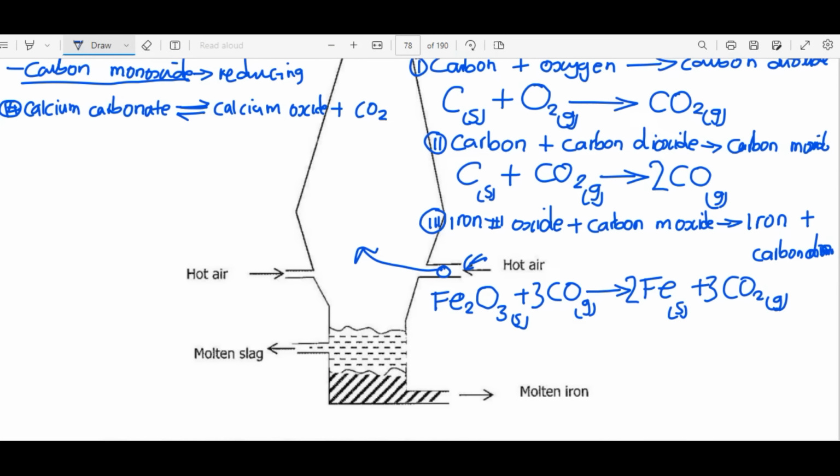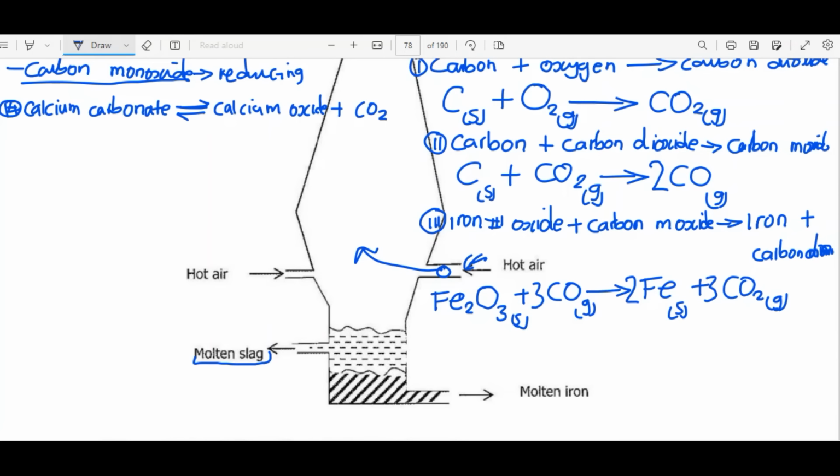The importance of carbon is that we just wanted to use carbon to produce the carbon monoxide, which is the reducing agent. Now the importance of calcium carbonate, which is the limestone, is that this one will react with the slag. It will react with the silicon dioxide to give us calcium silicate.